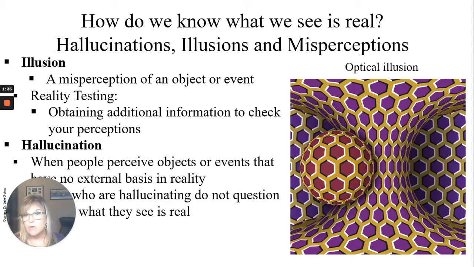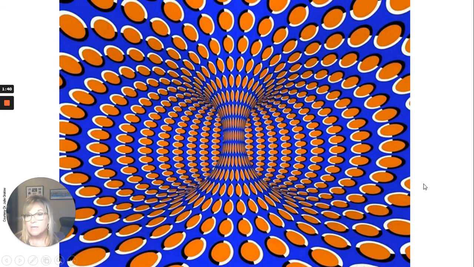So all of us constantly have illusions where we misperceive something that's happening, but that does not mean we're going crazy, and it doesn't mean that we're hallucinating. It just means that we thought we saw something, and when we checked it out, it was not what we thought we saw, and that's a sign of actual health. People who hallucinate do not question whether it's real. They are very convinced that it's real. And this is just another example of an optical illusion where it looks like this is moving, but it's not really moving.